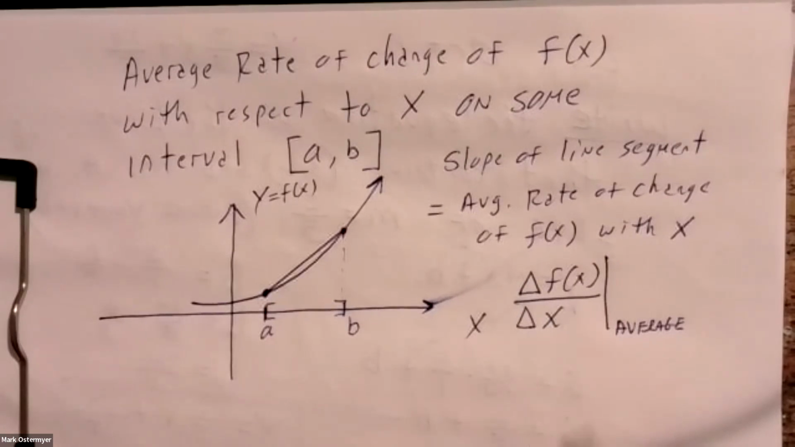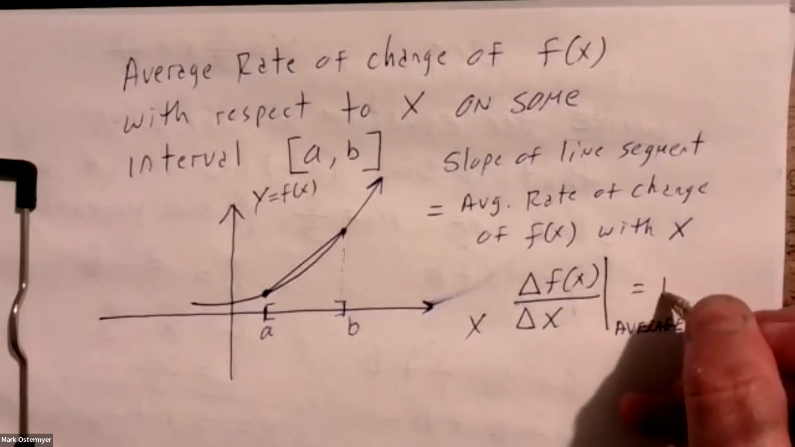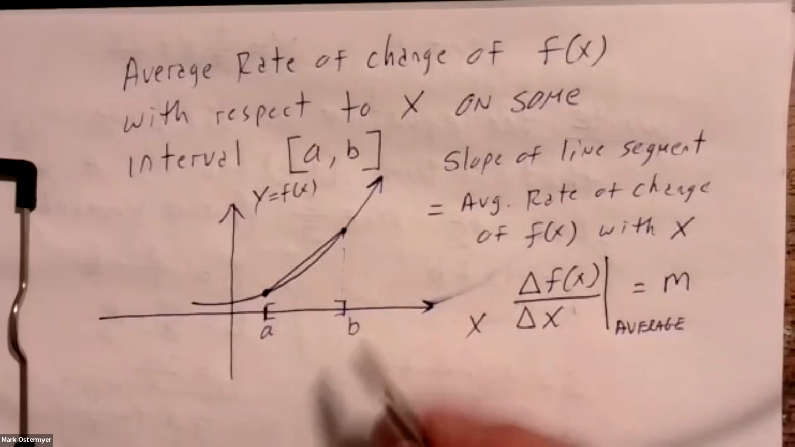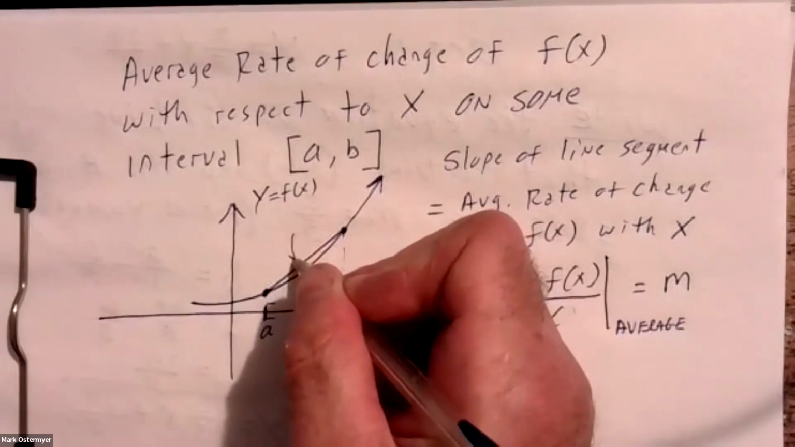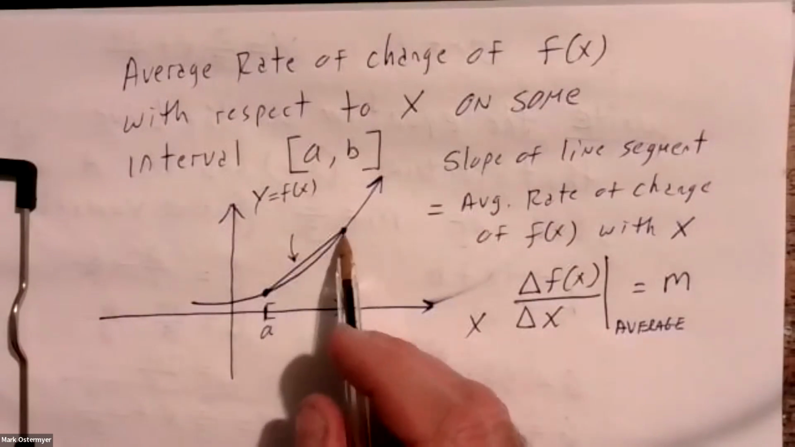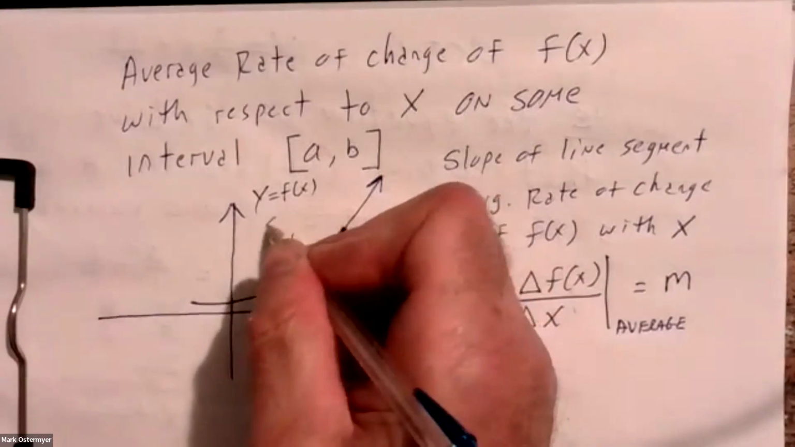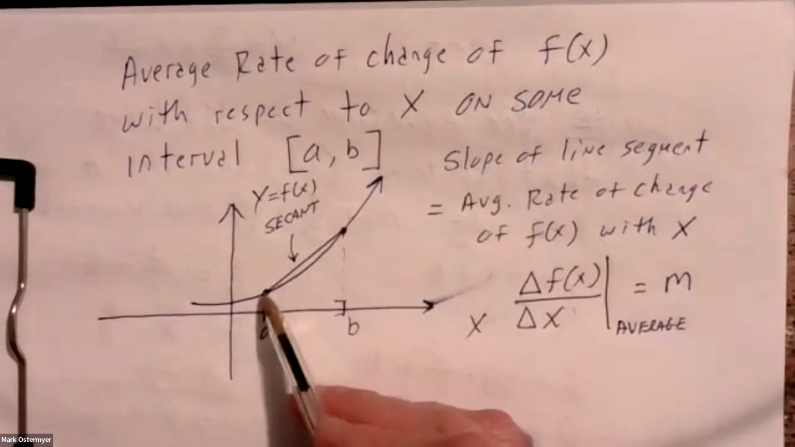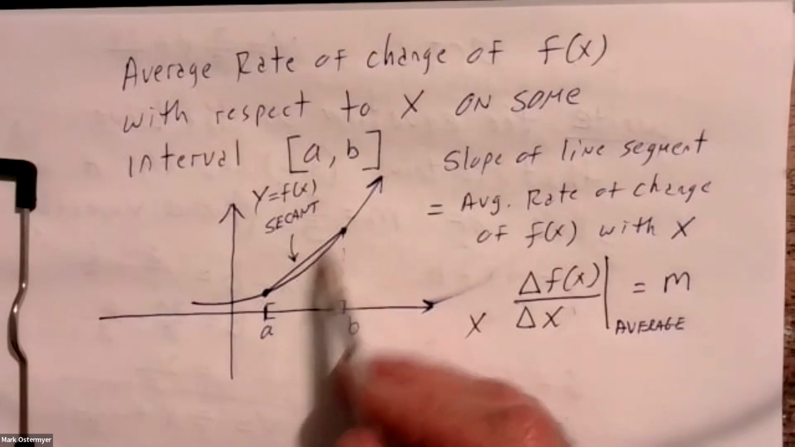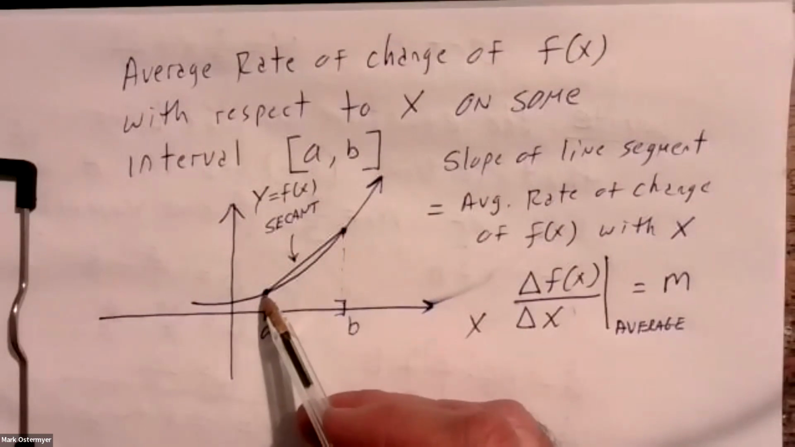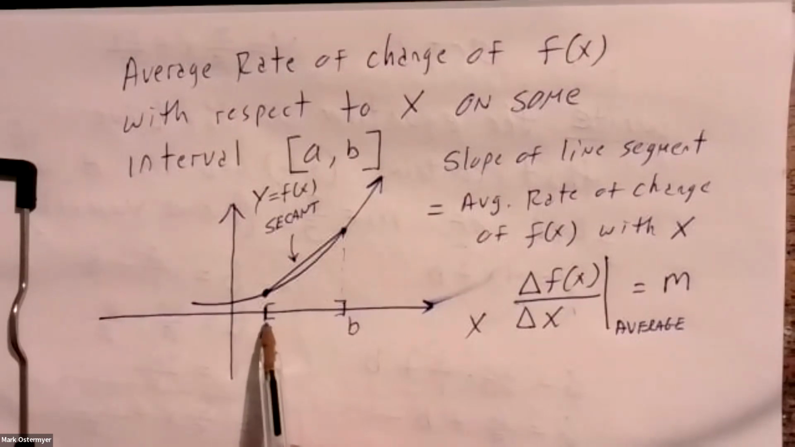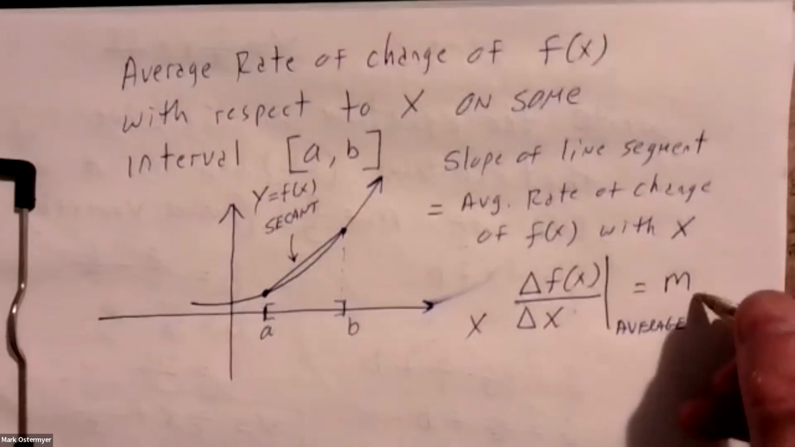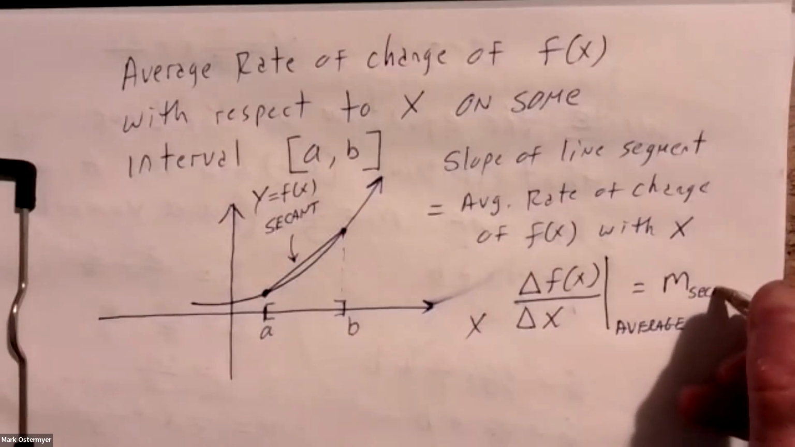Well, this average rate of change is going to be equal to the slope of this line segment. You know what? This line segment has a very special name. When you get into Calculus 1, they're going to call this line segment a secant line, secant. So the slope of this secant line is equal to the average rate of change of this function f of x with respect to x on this interval from a to b. Okay, that's the slope of the secant line.